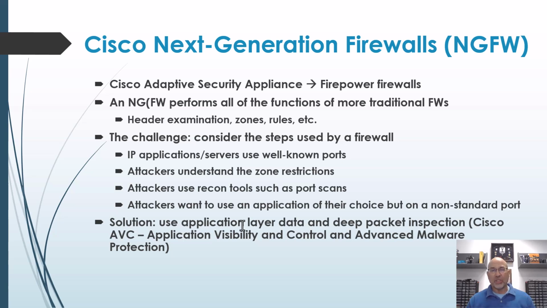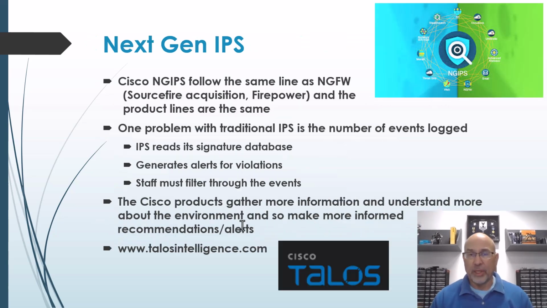So a next-generation firewall says, okay, I'm going to keep track of application layer data and do deep packet inspection. I'm going to look inside the packets to try and ascertain what a packet or a stream of packets, a flow, is trying to do. And in Cisco land, this is called the application visibility and control, and then the advanced malware protection. So next-gen firewalls are really trying to understand what's happening in real time. Similarly, the next-gen intrusion prevention system builds on that idea, right? It's informed by the same Sourcefire acquisition, same product line.